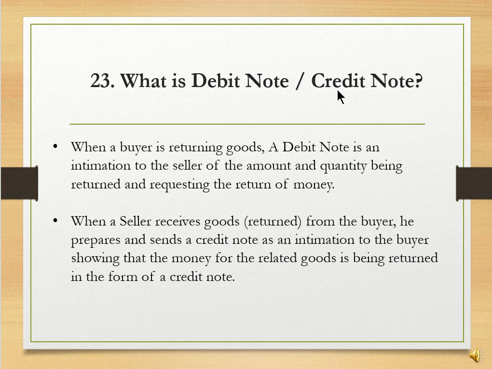Next question is, what is debit note and credit note? So debit note, when a buyer is returning goods, a debit note is an intimation to the seller of the amount and quantity being returned and requesting return of money. So usually the buyer raises a debit note. When a seller receives returned goods from the buyer, he prepares and sends the credit note as information to the buyer showing that the money for the related goods is being returned in the form of credit note. This credit note will be offset with the future payments.